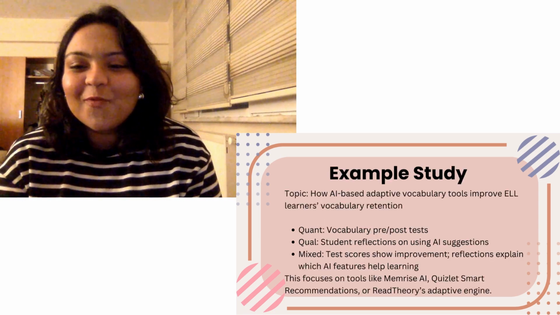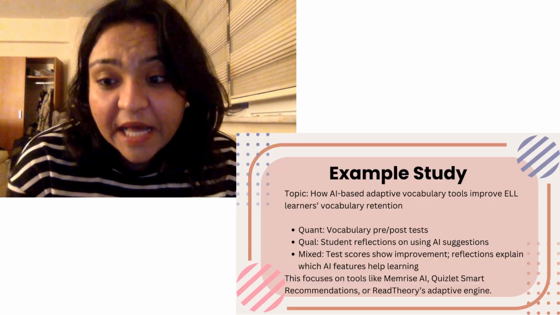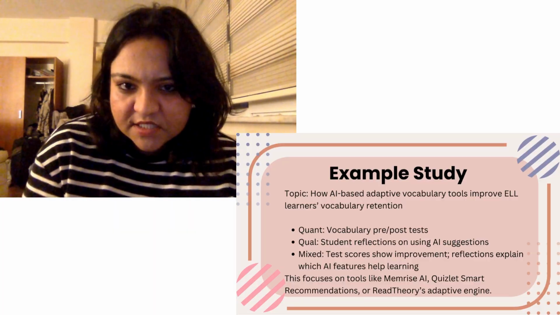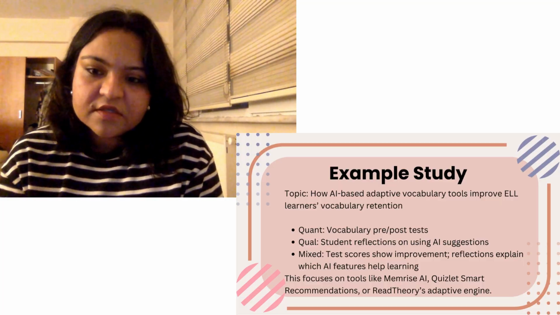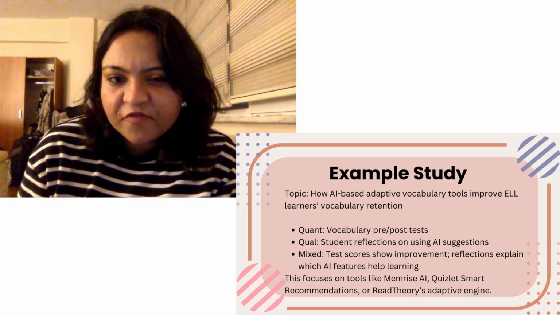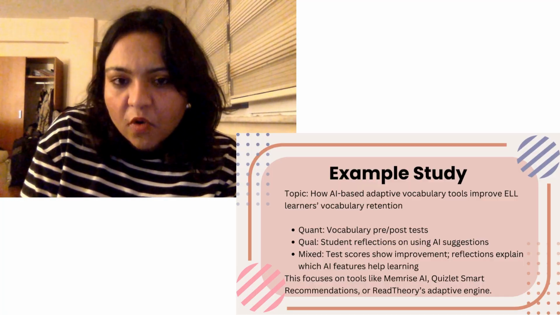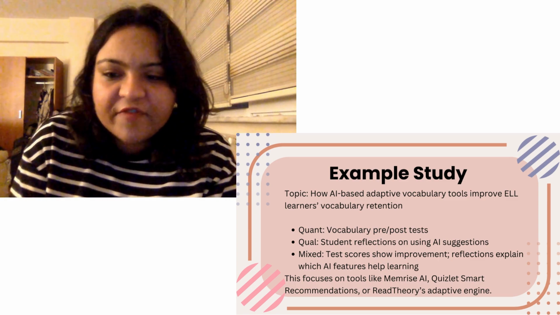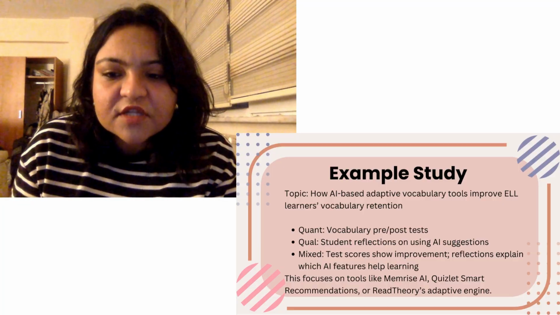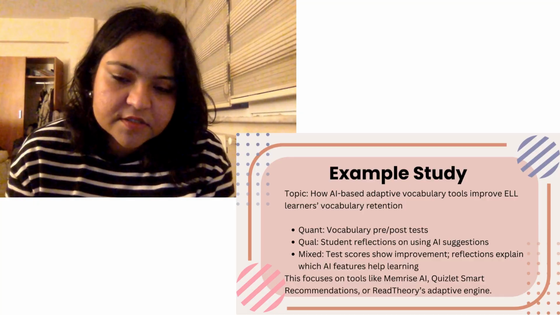Now let's look at one example study. Students use an AI based adaptive vocabulary tool that recommends words based on their performance. In this kind of research, if I'm using mixed methods, I would collect the vocabulary pre-test first, then let students use the tool for a few weeks, and then give a post-test to measure improvement. Meanwhile, I would also ask the students to write short reflections and explain which AI features supported their learning. Together, these results show how adaptive AI tools can improve vocabulary retention in English language learners.